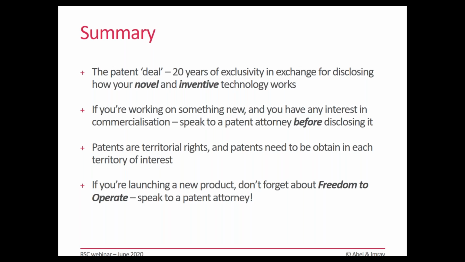The first one, that reminder that the deal is the patent system. The inventor's getting this 20-year period of exclusivity in exchange for explaining how their novel and inventive technology actually works. That's the underlying principle. If you are working on something new and you've got any ambitions at all on commercialization, do go and speak to a patent attorney, a friendly bunch.